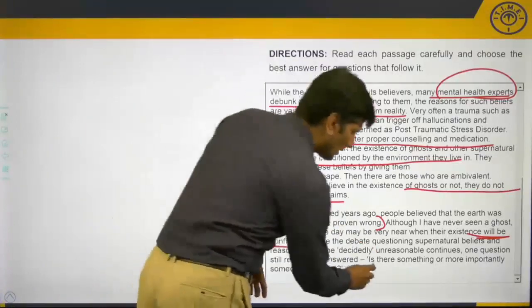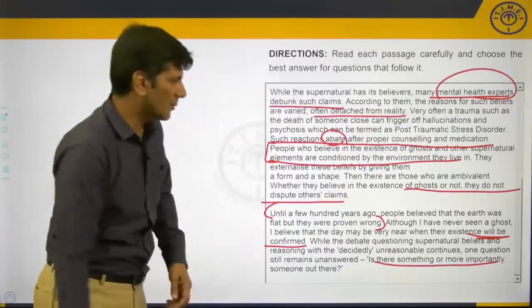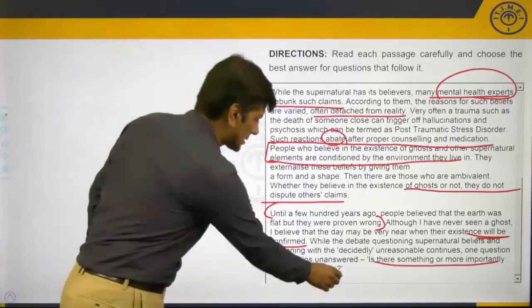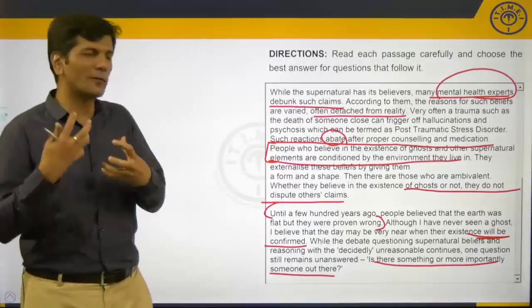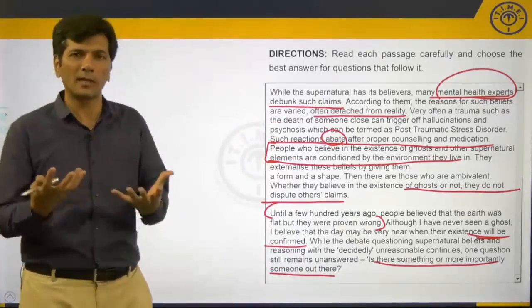Is there something, or more importantly, someone out there? So this is how the passage ends. So if you have to take the key takeaways from this passage, what would they be?